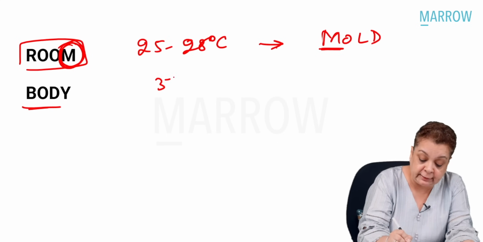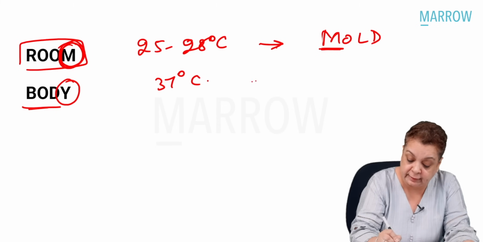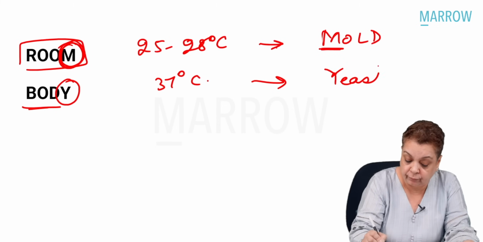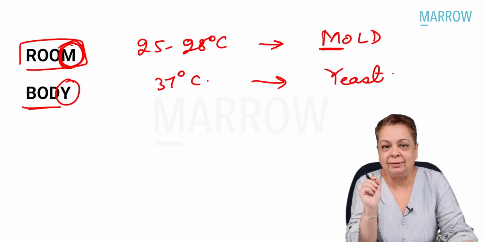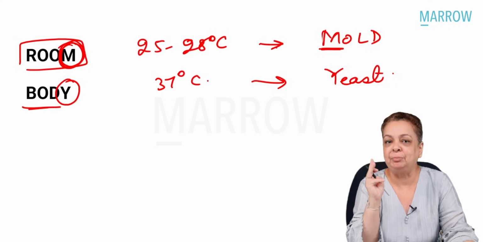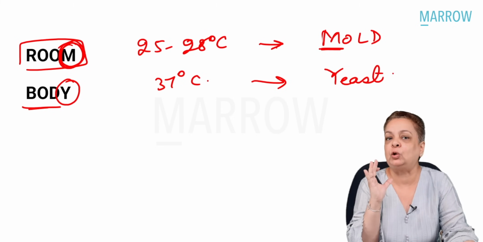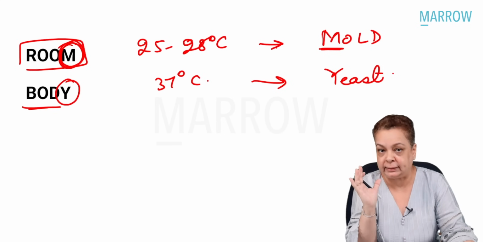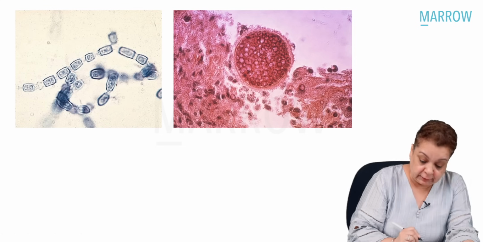Body, that is 37 degrees Celsius, the yeast form is seen. Okay. We know there are 6 dimorphic fungi for us to remember: Histoplasma capsulatum, Blastomyces dermatitidis, Coccidioides immitis, Paracoccidioides brasiliensis, Sporothrix schenckii, and Talaromyces marneffei, right? So, let's see the images.